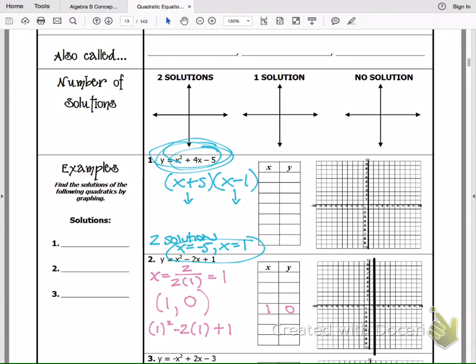Because that's (1, 0), what does that tell me already? It crosses at 0 or -1. Okay, that's going to be one of my solutions because that's where it crosses. And if it's the vertex, it's going to be my only solution, because when the vertex touches, that's the only place. But we can graph the rest to see it.